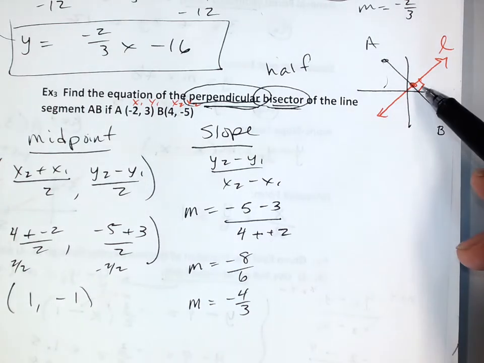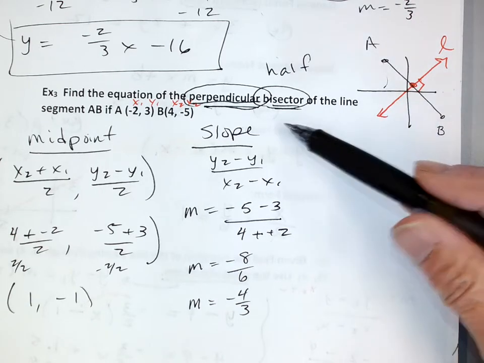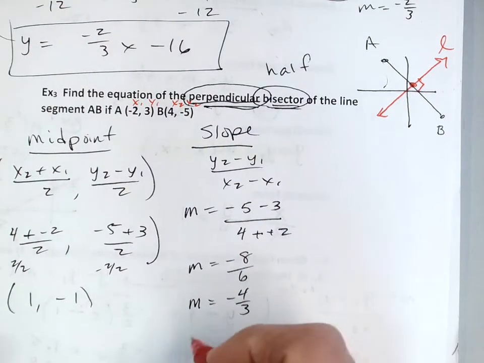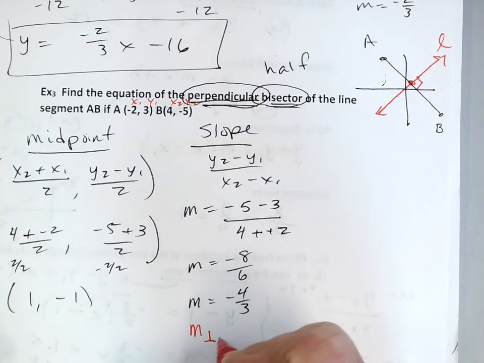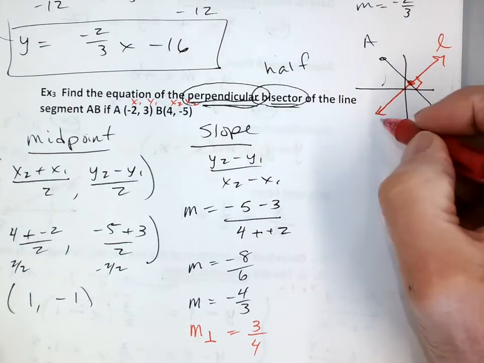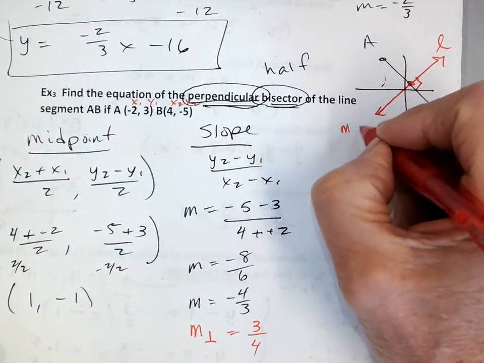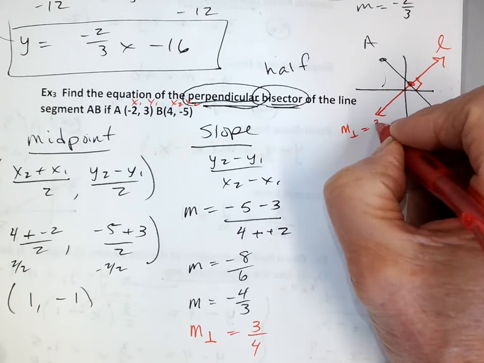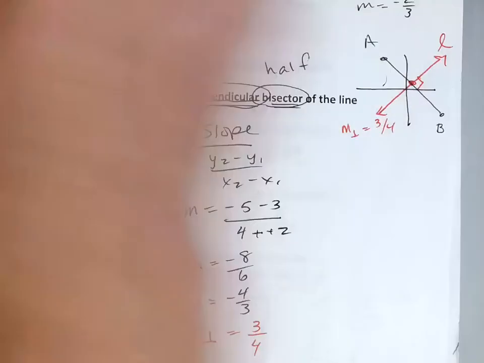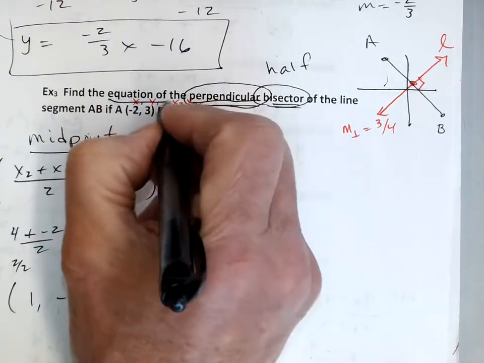So I found the midpoint because I need the bisector. I found the slope of AB, but I need a perpendicular slope, right? I need a perpendicular slope. So the perpendicular slope of line L would be positive 3 over 4, right? Because it's the negative reciprocal. So the slope of L is going to be 3/4, okay? Now finally I'm ready to find the equation, right? So I'm almost done. I want to find the equation.